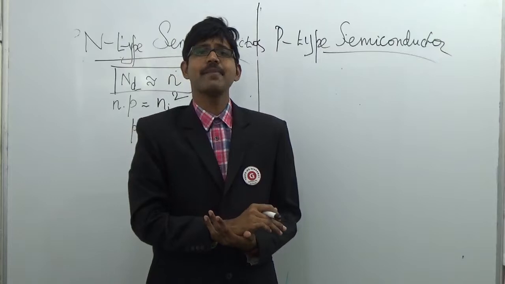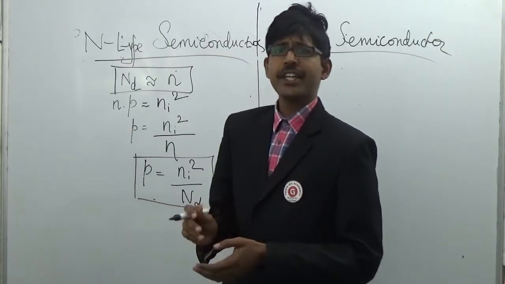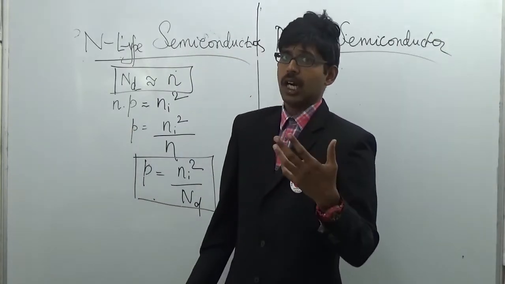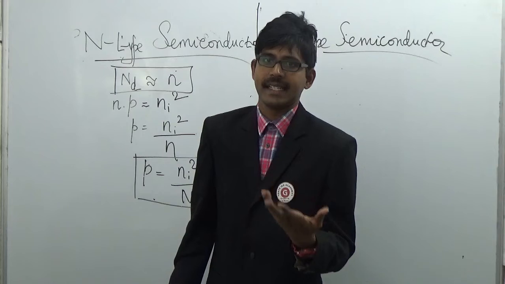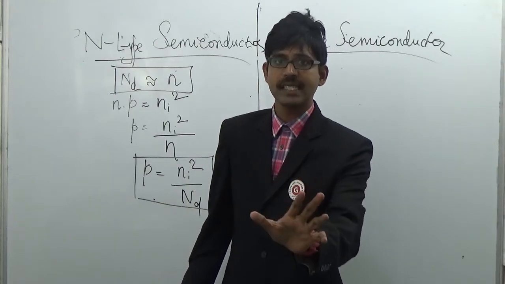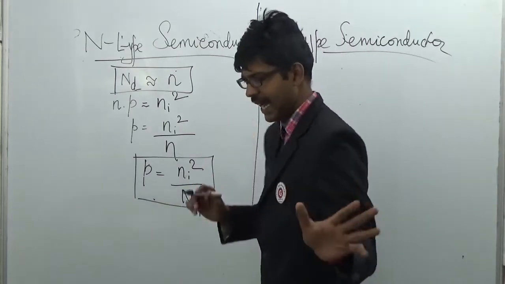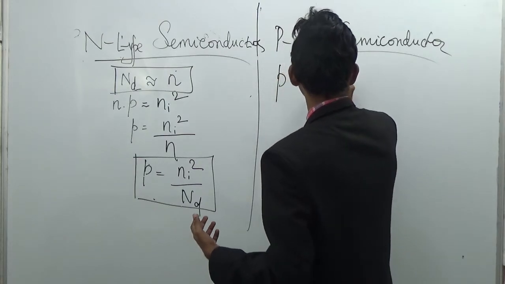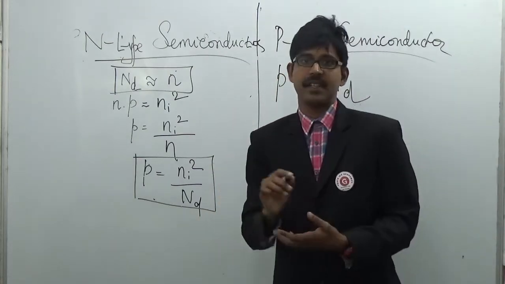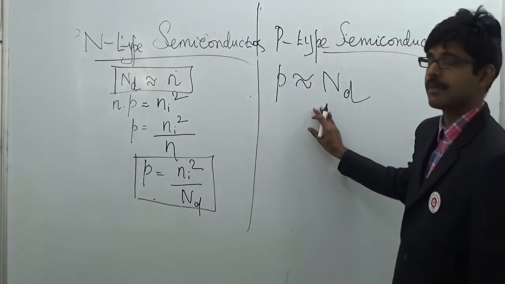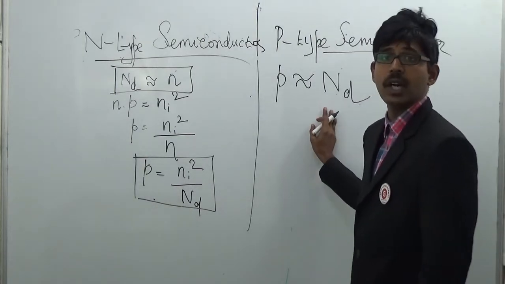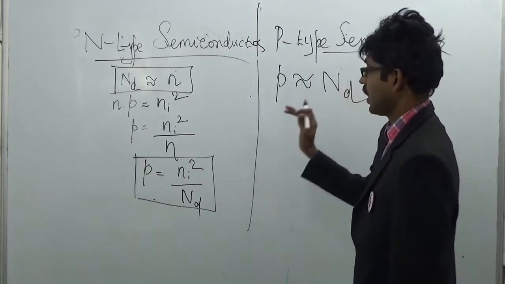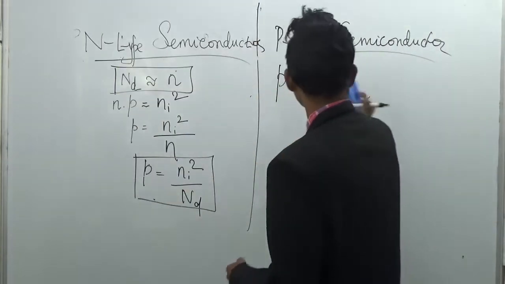Coming to the P-type semiconductor, you will be given the acceptor concentration. For example, let us say the acceptor concentration is given, then I can say the holes P is approximately equal to the acceptor concentration, which is Na.